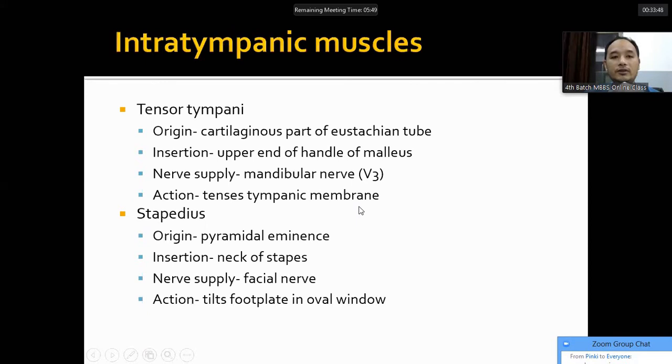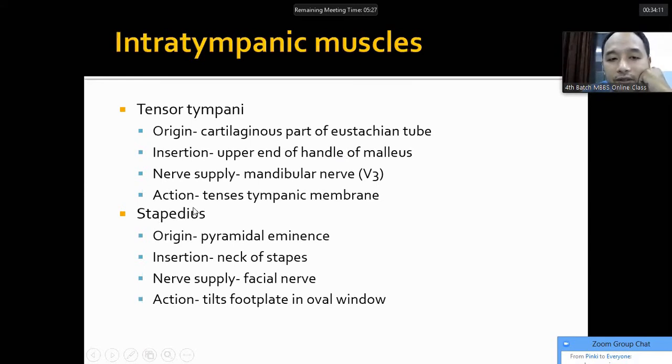Now let's come to the intratympanic muscles. There are two muscles, the tensor tympani and the stapedius. The tensor tympani originates from the cartilaginous part of the Eustachian tube and inserts into the upper end of the malleus. Its nerve supply is the mandibular nerve, the third trigeminal branch.